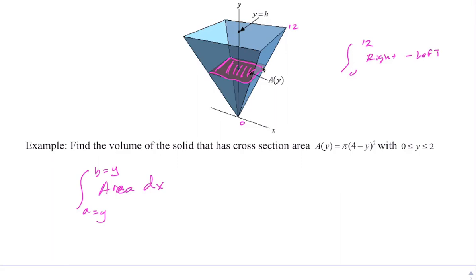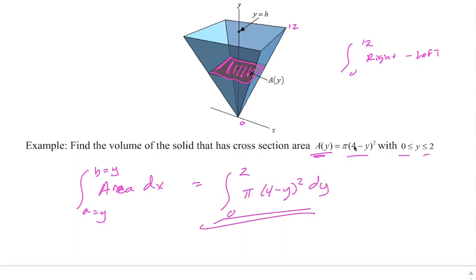Other than that, it's the same thing. So if they give me a problem like this one, where here's my area formula, that makes it easy. Because I just integrate from my limits, 0 to 2, of my area formula, which happens to be pi over 4 minus y squared dy. Remember, all the limits and all the variables have to match. So that's all you do.